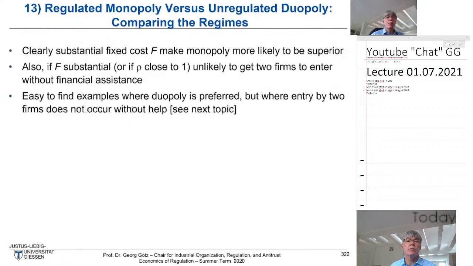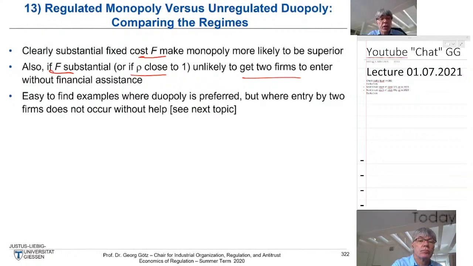Now, comparing the regimes. What I already said: clearly, substantial fixed costs make monopoly more likely because you don't have duplication of efforts. And what is even more important, if F is substantial, and I also told you that these costs are rather likely to be perfectly correlated, it's rather unlikely that two firms will enter the market at all, unless you provide some financial assistance, some subsidies.